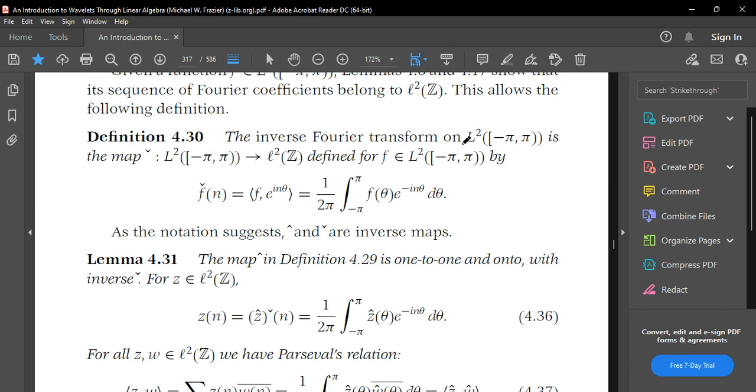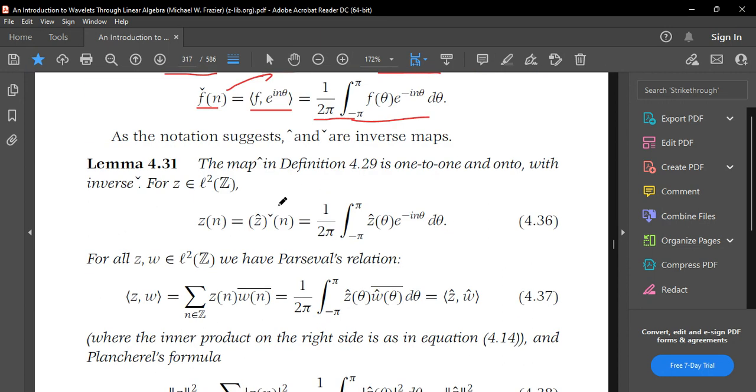The inverse Fourier transform, inverse cap, is from L2 of minus pi to pi to L2 of Z. For f belonging to L2 of minus pi to pi, we define f inverse of n, so that f inverse belongs to L2 of Z. f inverse of n is given by the inner product between f and e raised to i n theta, that is defined as 1 by 2 pi, integral from minus pi to pi of f of theta e raised to minus i n theta d theta.